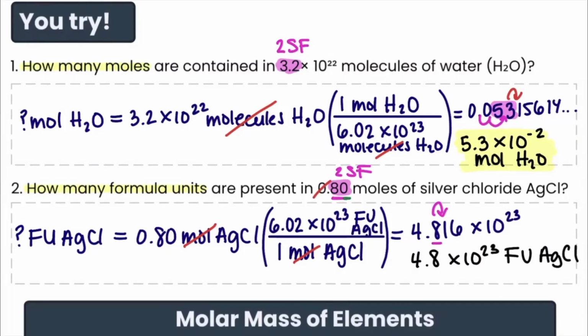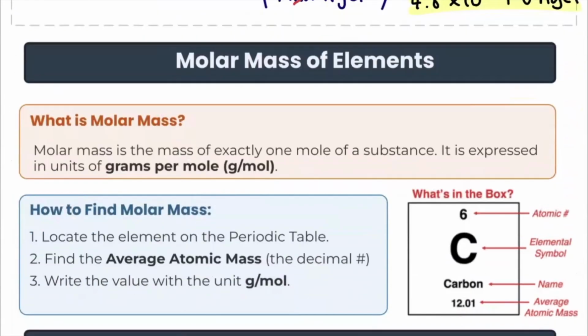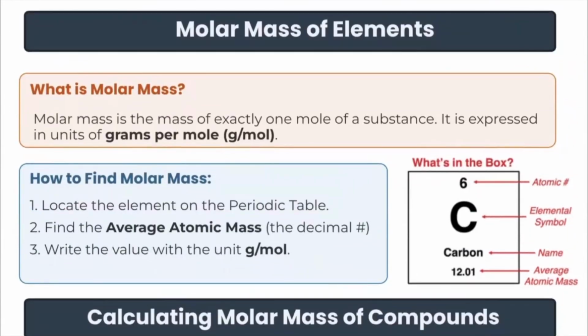Now, before we wrap up today's lesson, let's talk about molar mass. Molar mass is the mass of exactly 1 mole of a substance, and the units will always be grams per mole, often indicated as g/mole. And I can't emphasize this enough that it's always per 1 mole. The mole carries the 1.